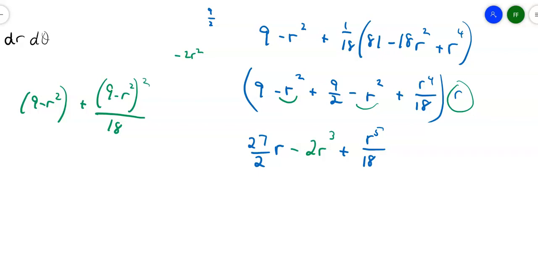Great. What do I do with that? Now I integrate this from 0 to 3, because those are my r limits of integration. Right, so I haven't integrated anything yet. All I've done is multiplied that by r. Now integrate with respect to r.